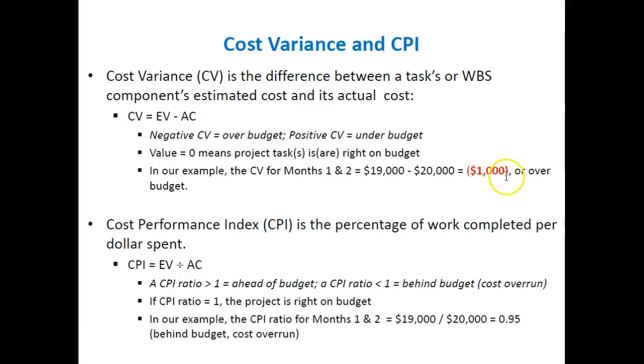So we get a negative $1,000 when we are negative on our cost variance. That means we're over budget. If it was positive, we would be under budget. If it's 0, we're right on target.